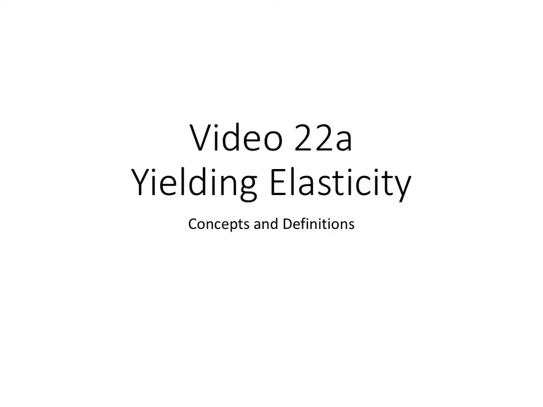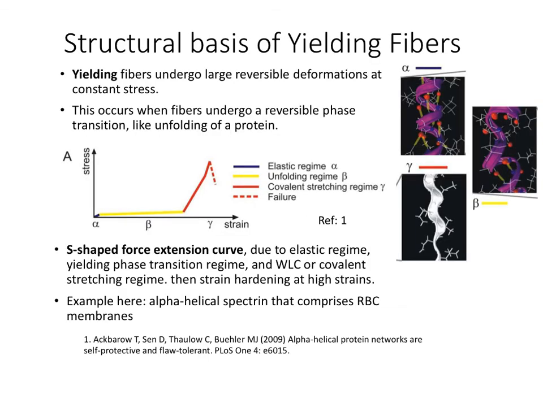In this video, I introduce the concept of yielding elasticity, including concepts and definitions and ideas about the underlying structures that cause this behavior. Yielding fibers are any fiber that undergoes large reversible deformations at constant stress. So if we show a stress-strain curve, while initially the stress increases, at some point it undergoes a large deformation at that constant stress. So this occurs when the fibers undergo some sort of a reversible phase transition.